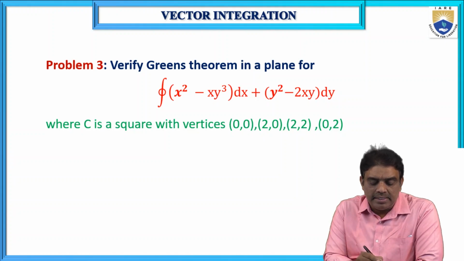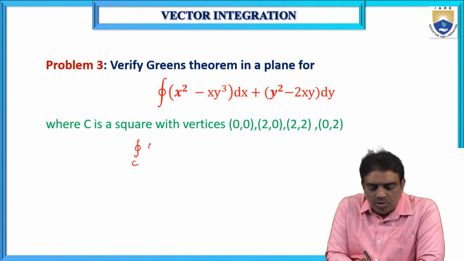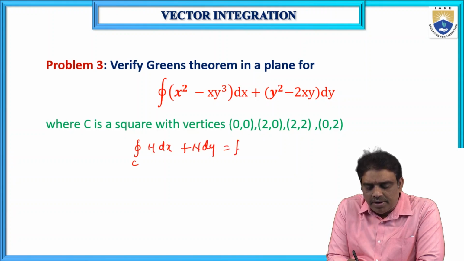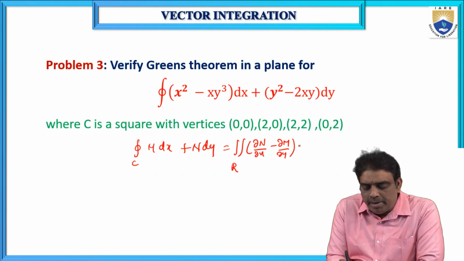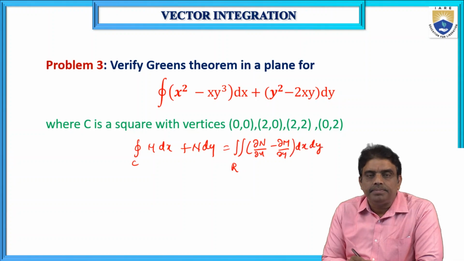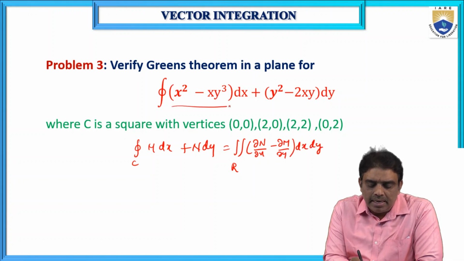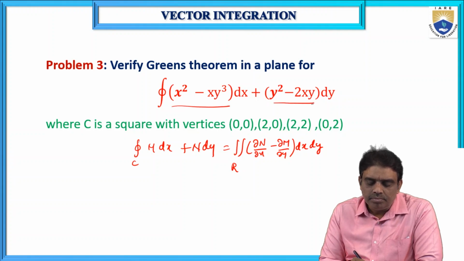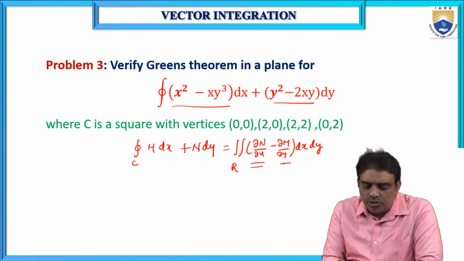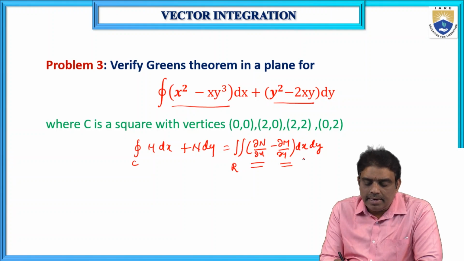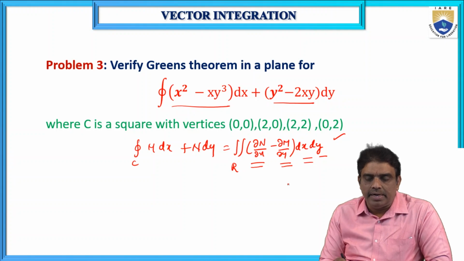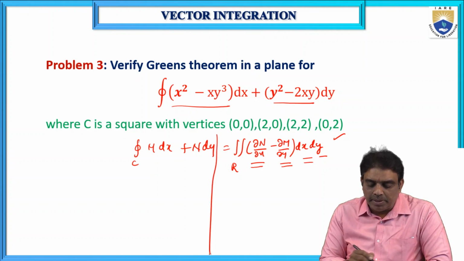Already you know that Green's theorem is: the integral over the closed curve C of M dx plus N dy is equal to the double integral over R of (∂N/∂x minus ∂M/∂y) dx dy. Here M is there, N is there. You can calculate ∂N/∂x, ∂M/∂y, and dx dy. So you can do the double integration. The only thing is finding the limits. So that I will explain now itself.